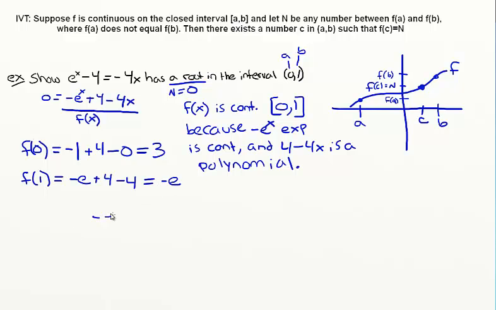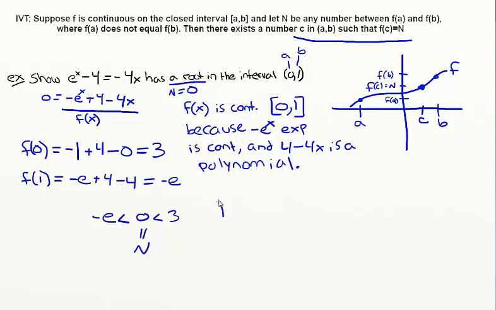So it's true that 0 is between these, and that's our n value. So we have n is a number between f of a and f of b. f of a does not equal f of b. So this means there exists a number c in (a, b) such that f of c is equal to n.